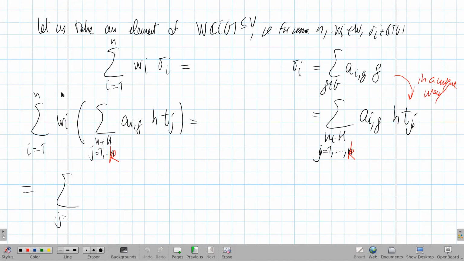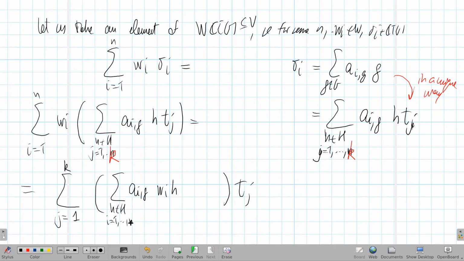There are two indices n. So we can rearrange here the sum, and so we can have the sum from j = 1 to K. This is Tj, and then inside you will have the sum. This g is HTj, but I'll leave it like this, where w·a, where a ranges in H and i goes from 1 to n.